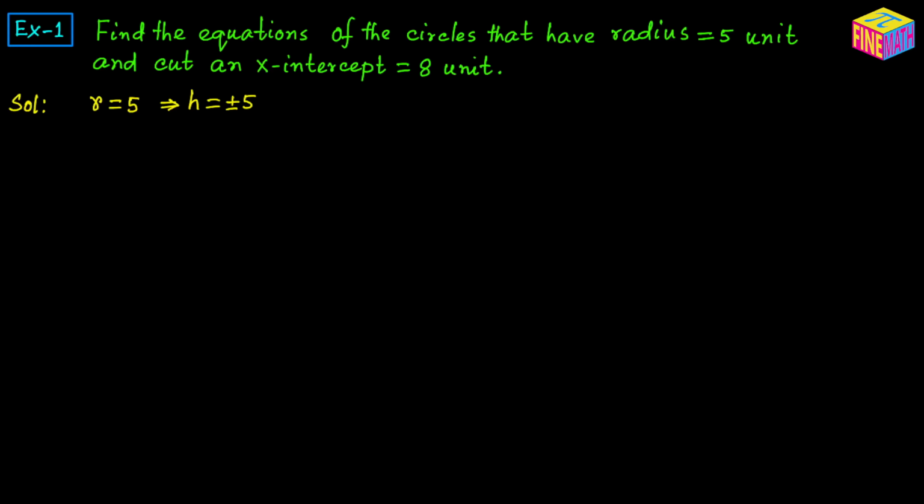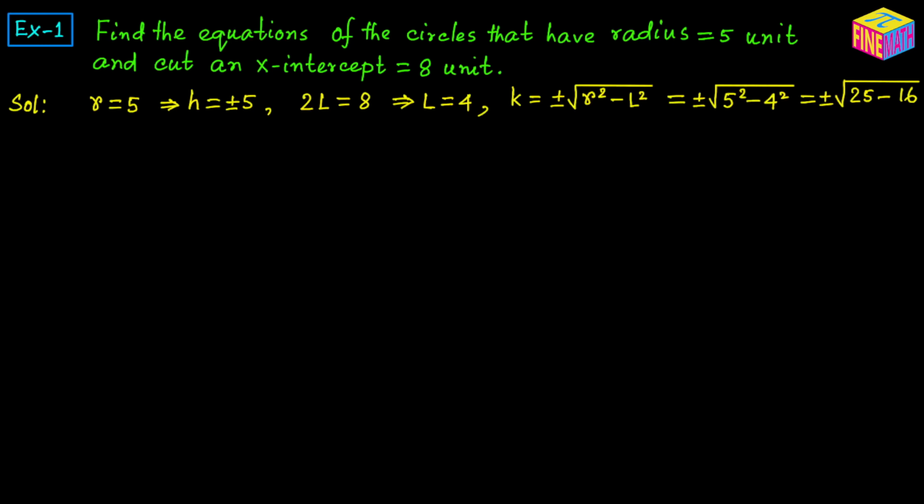Here we have been provided with the radius as 5 unit, and from here we can say that h will be equal to plus or minus 5, and also we have been provided with the value of the x-intercept, which is actually 2L, that is equal to 8 unit, and from here we can say that L will be equal to 4 unit. And what will be the value of k? Well, k is equal to plus or minus square root of r squared minus L squared, that we have already seen earlier in this video.